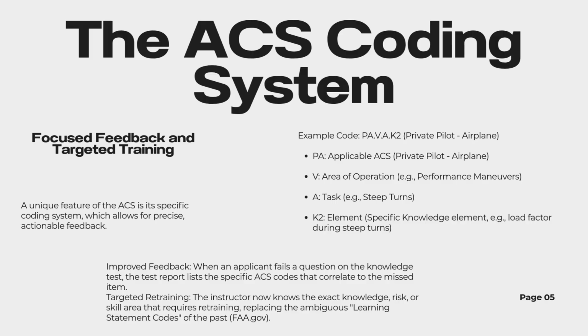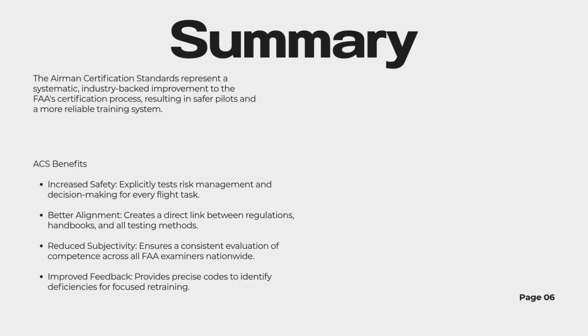In summary, the ACS is the FAA's integrated safety-first framework that links knowledge, risk management, and skill into one clear standard, ensuring that every newly certified airman is prepared not just to fly, but to fly safely and responsibly.